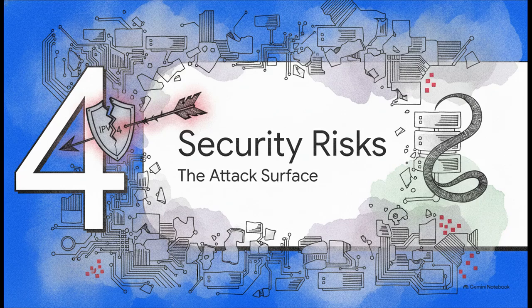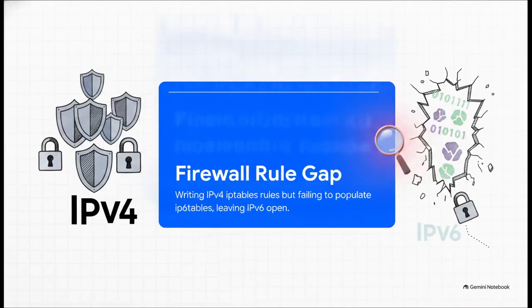All right, on to Section 4, dual stack security risks. Let's dig into that attack surface. This first one is huge, the firewall rule gap. Honestly, this is probably the single most common dual stack mistake we see in enterprises today.